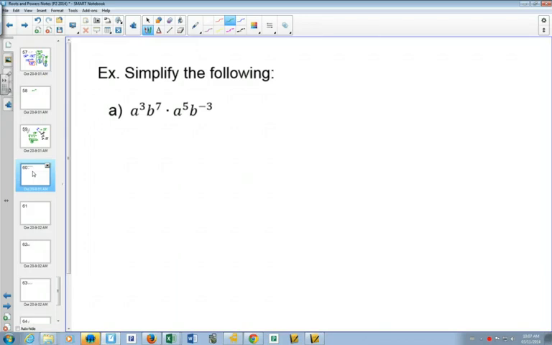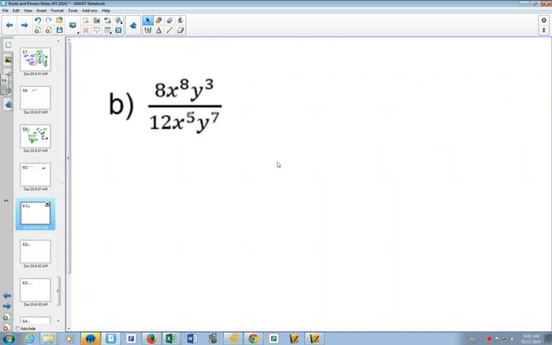Simplify the following. Again, I'll get you to do it, then I'll give you the answer in a bit. A lot of people have written it this way, which would be fine, and full marks. Okay?